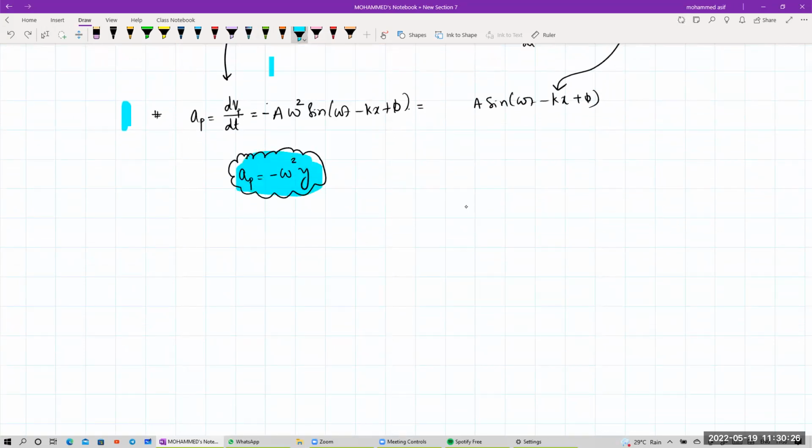This is the acceleration of the particle. Clear, beta? Yes, sir.